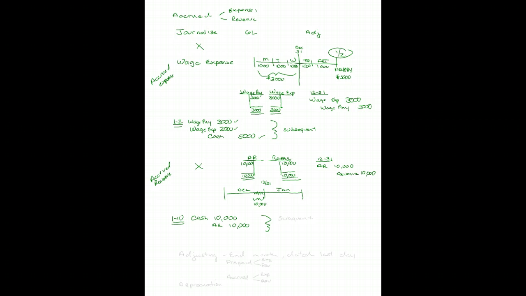This, too, is a subsequent event. And all accounts receivables, or all accrued revenues that you set up will be paid in the subsequent period. And you won't take them to revenue again. You'll take them out of the accounts receivable.